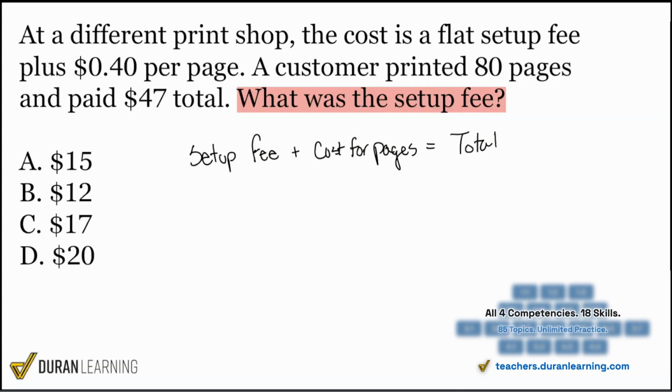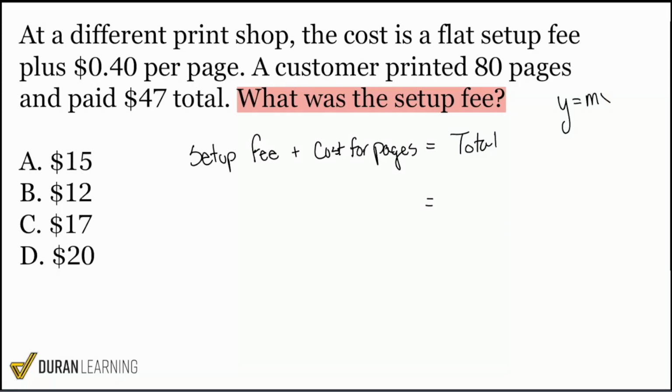If we flip things around, this is going to be a y equals mx plus b problem. So if I write it like this, it might not be super obvious because we have things kind of flipped over, but let me go ahead and show you here. The total is the end result, the y.